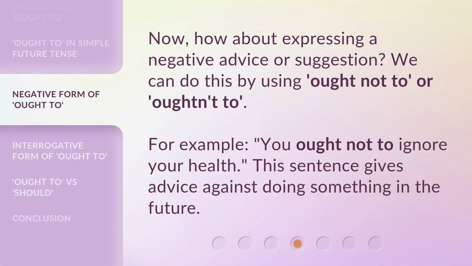Now, how about expressing a negative advice or suggestion? We can do this by using ought not to or oughtn't to. For example, "You ought not to ignore your health." This sentence gives advice against doing something in the future.